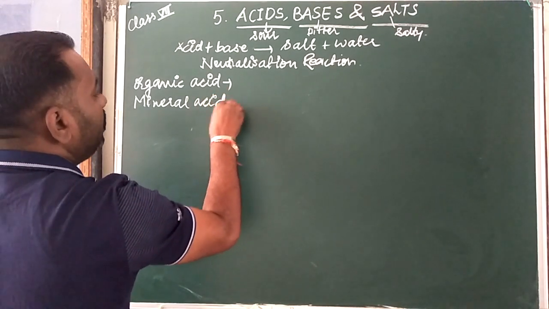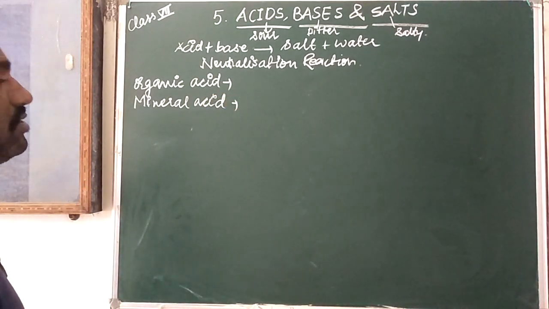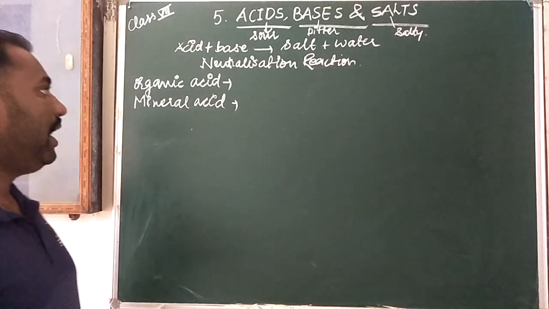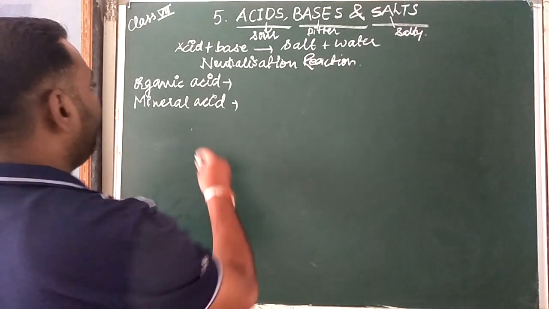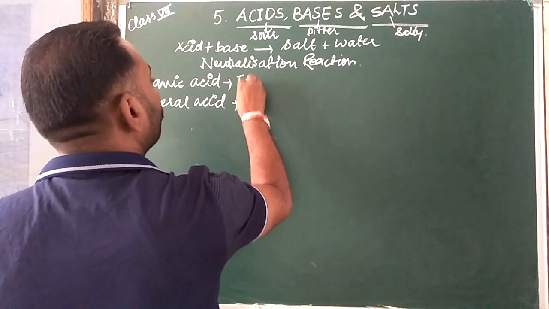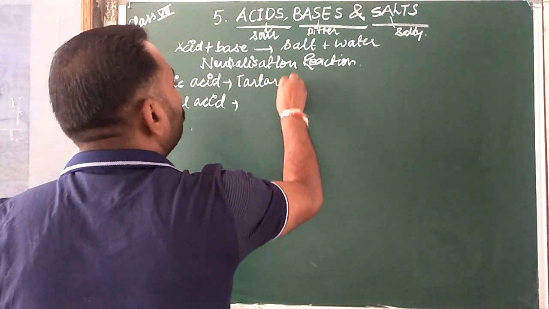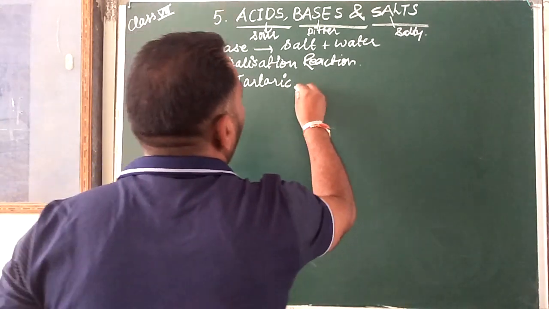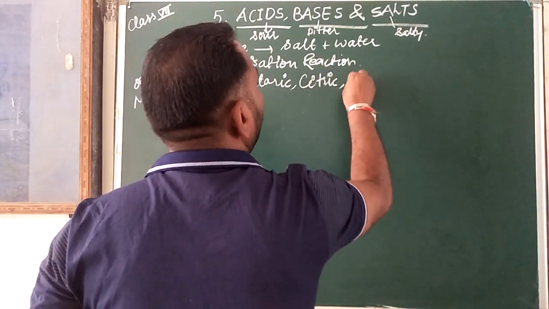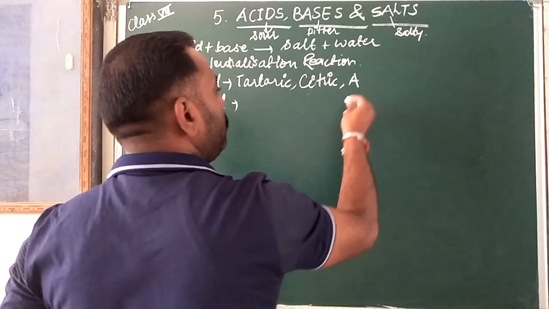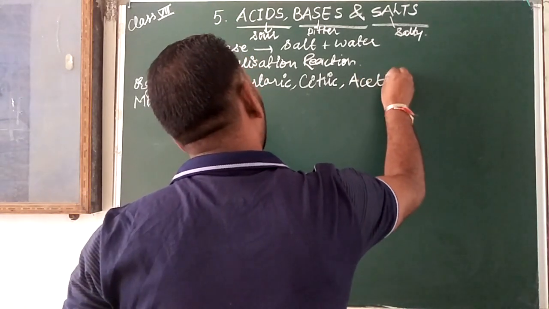One difference I already told about that. Organic acids are generally edible acids, and mineral acids are non-edible acids. So what are the different types of organic acids? Like tartaric acid, which is found in tamarind, citric acid, which is found in lemon and orange, acetic acid, which is found in vinegar.